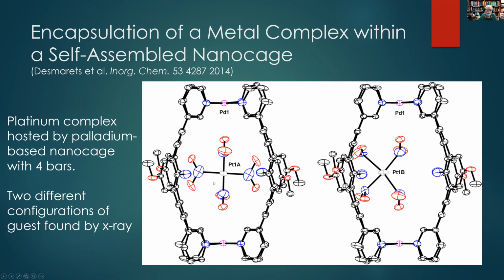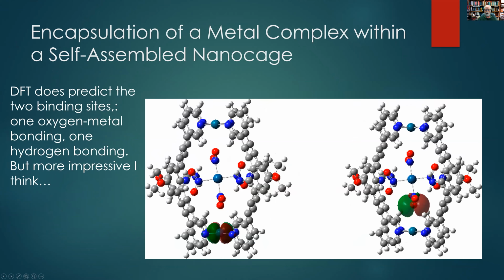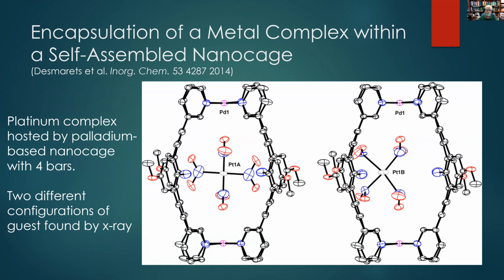And he found that he could use these cages to host these platinum complexes in the middle. Now, the structures that I'm showing you here are obtained from the X-ray. And what was interesting to him, I'm sorry, I should go back, was that he found that the guest molecules, these platinum complexes, occupied one of 2 orientations within the cage. And so our job in this case was to try to figure out what the mechanism was for these 2 different binding arrangements.